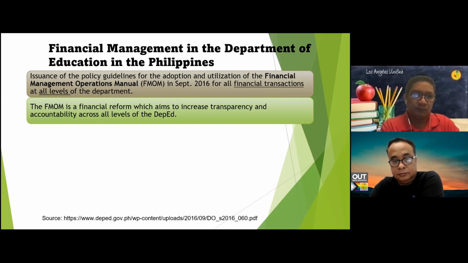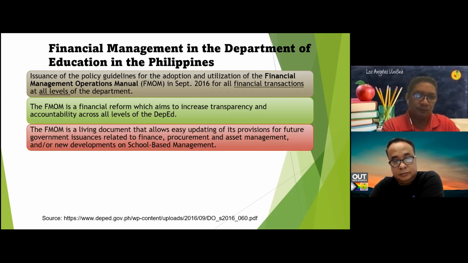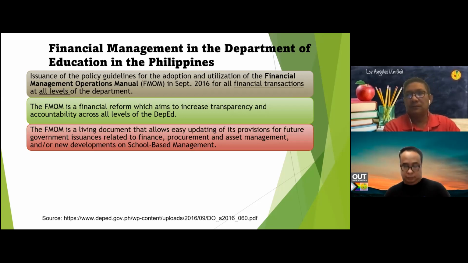And so the FMOM is a financial reform which aims to increase transparency and accountability across all levels of the department. And then it is a living document that allows easy updating of its provisions for future government issuances related to finance, procurement, and asset management, and or new developments on school-based management.